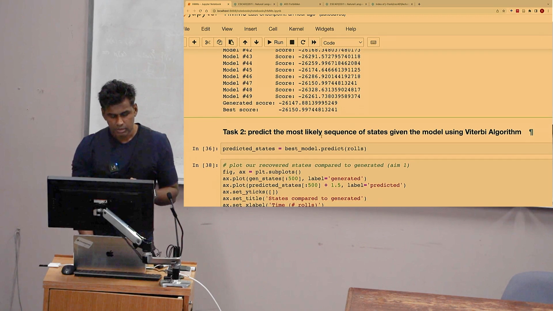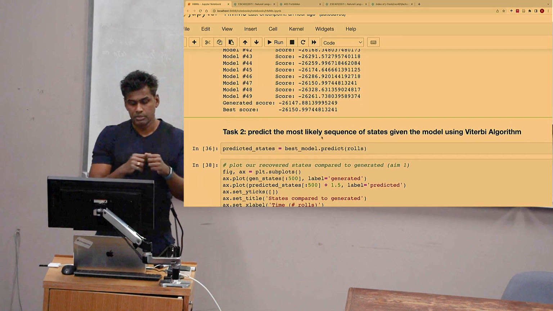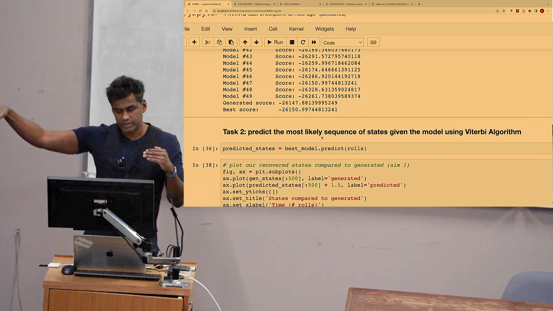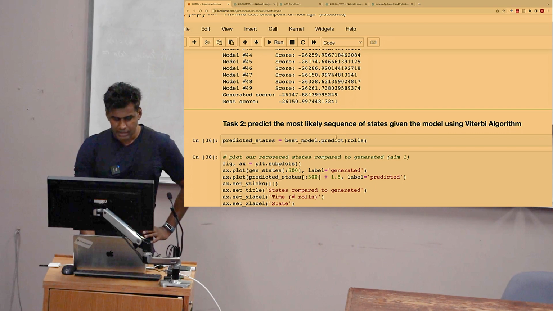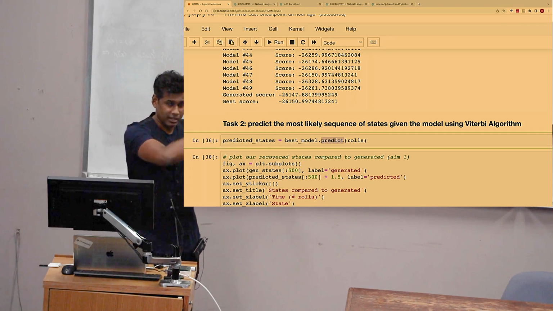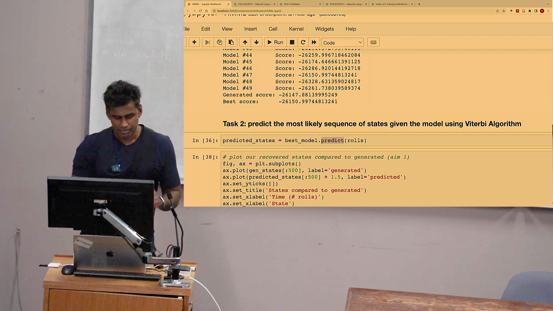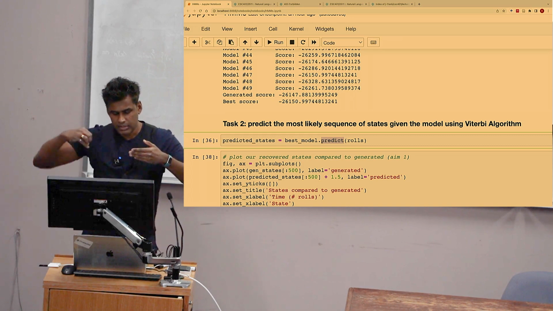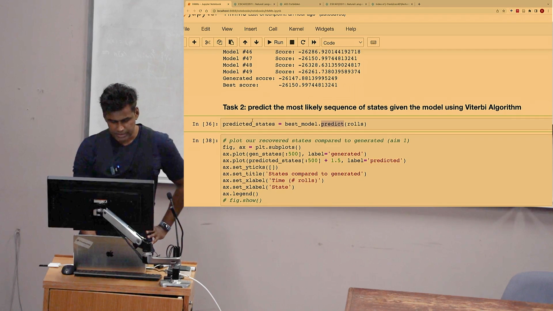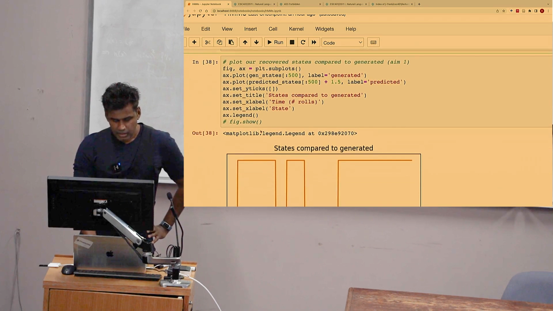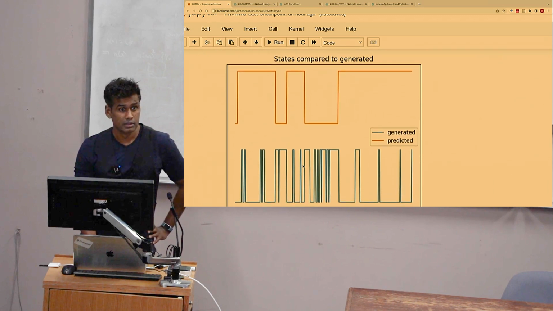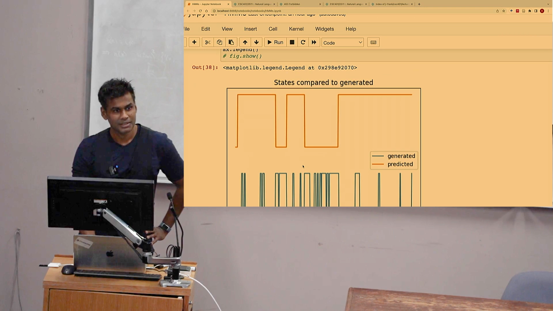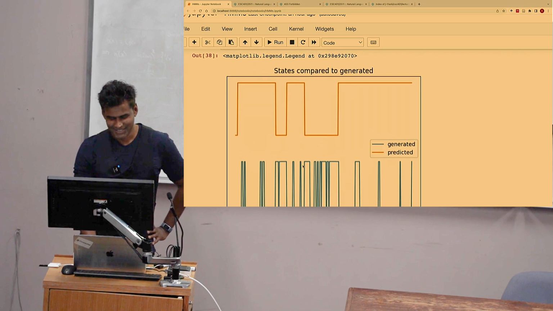Okay, so then we can use those trained parameters to predict the most likely sequences of states. Here is task 2, the Viterbi algorithm. The Viterbi algorithm is of course happening underneath in the library, so we're not going to get into that, but we're calling predict on the rolls, and that gives us the predicted states. And this diagram shows basically... Sorry, I was just a bit disappointed with how well it works. There's a huge difference.